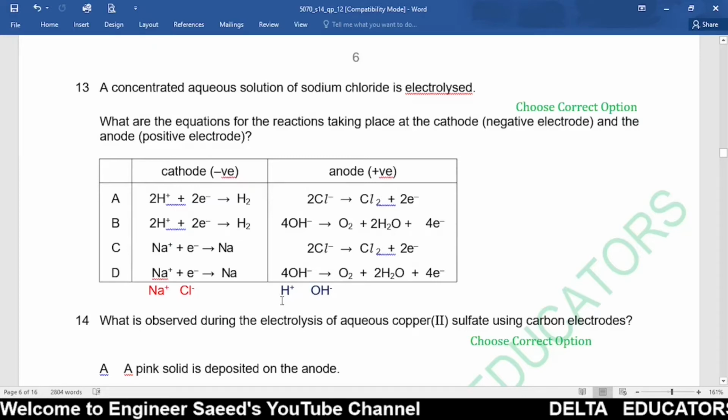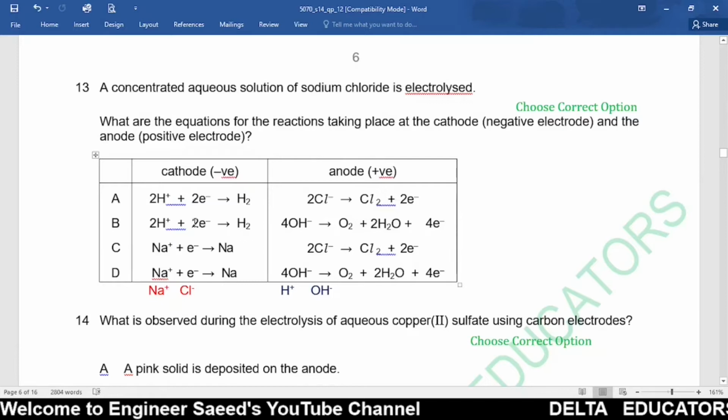Now if we check the reactivity series, sodium is more reactive than hydrogen. So sodium will not migrate towards the cathode, hydrogen will migrate towards the cathode, and at the cathode hydrogen will gain electron and hydrogen gas will be evolved. It is given in option A and B. So possible option will be A and B.